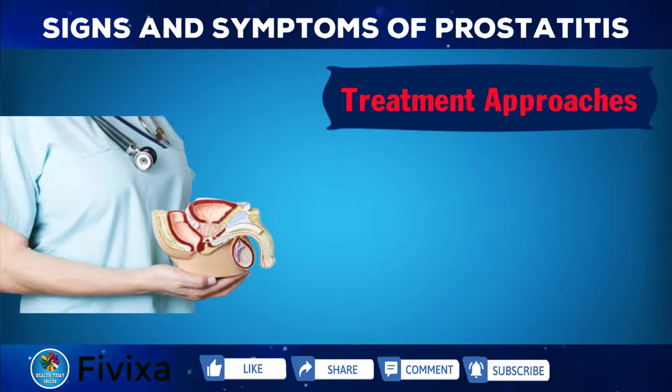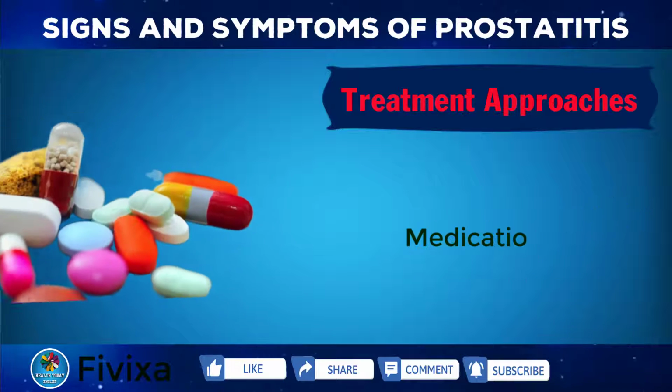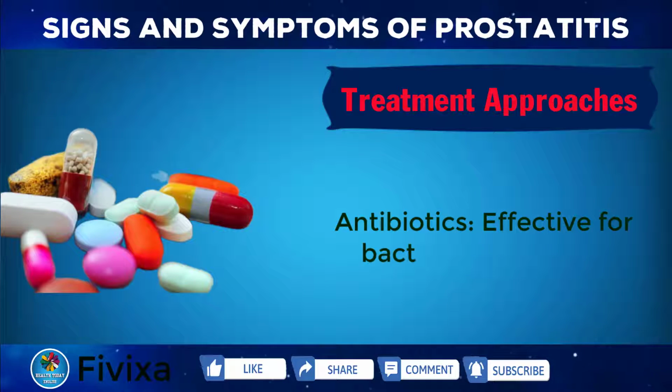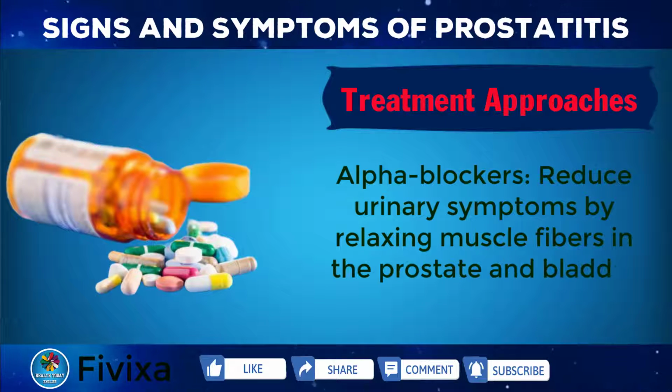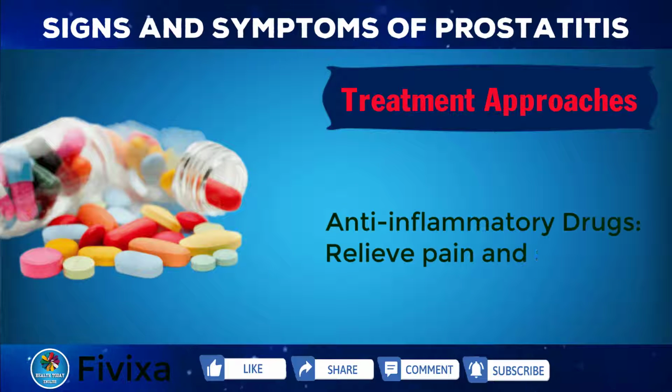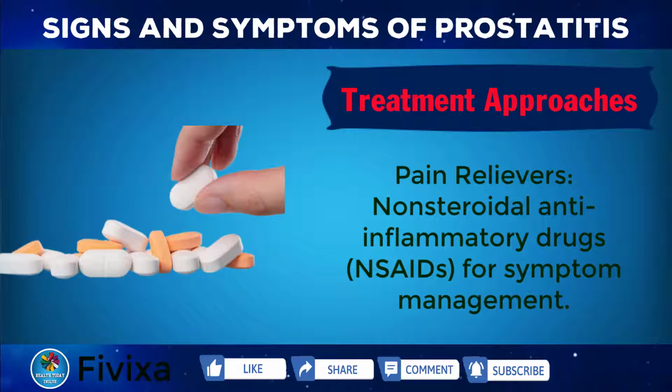Treatment approaches. Treatment depends on the type and severity of prostatitis. Medications. Antibiotics, effective for bacterial prostatitis. Alpha blockers, reduce urinary symptoms by relaxing muscle fibers in the prostate and bladder neck. Anti-inflammatory drugs, relieve pain and swelling. Pain relievers, non-steroidal anti-inflammatory drugs, NSAIDs, for symptom management.